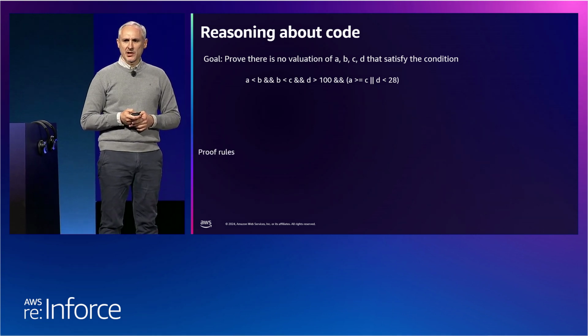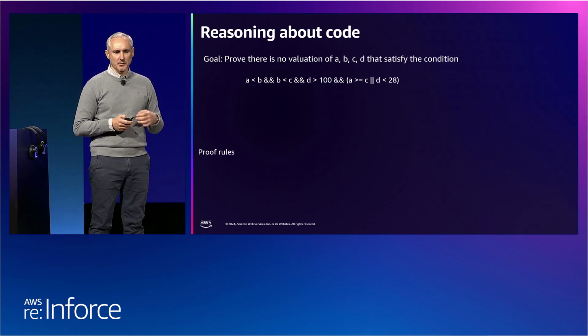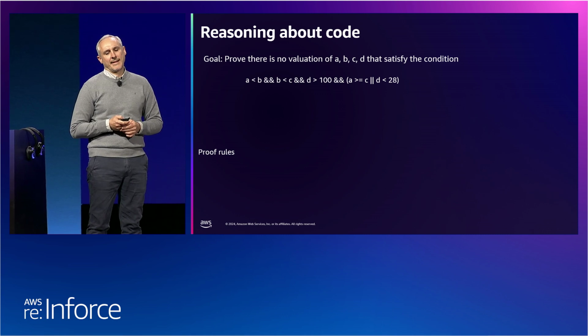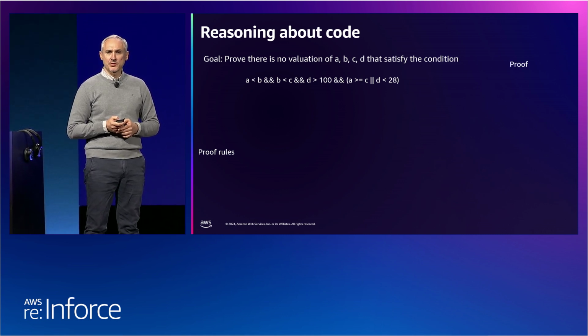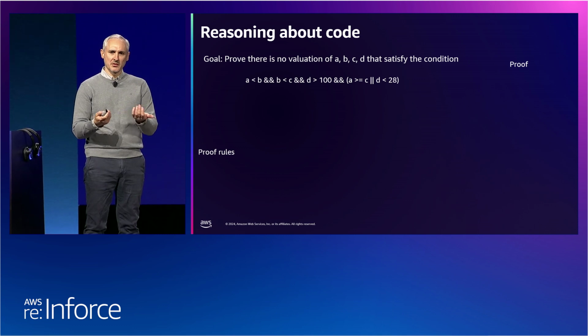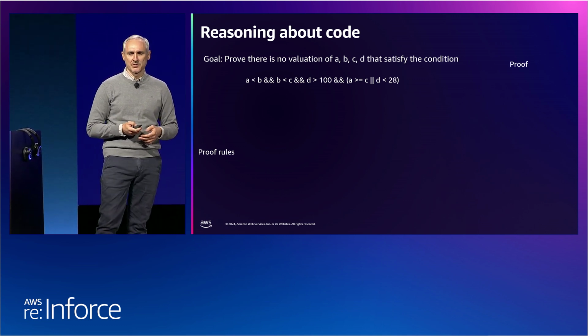I'm going to use a number of proof rules that I'm going to apply to this formula. My goal is to build an actual proof. By building a proof, my goal is to convince you that the conclusion I'm going to reach is actually the right one.